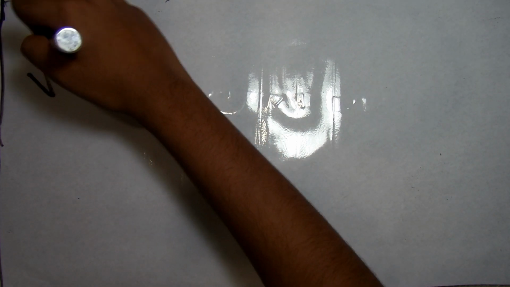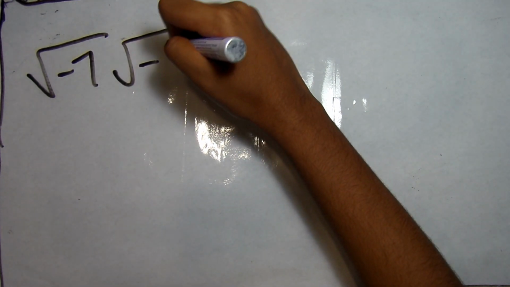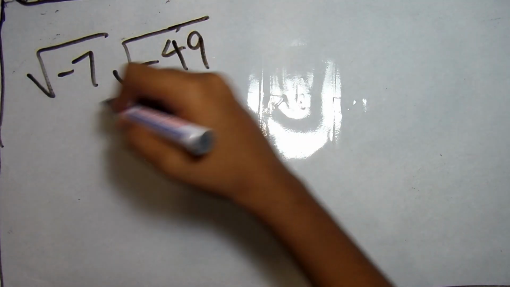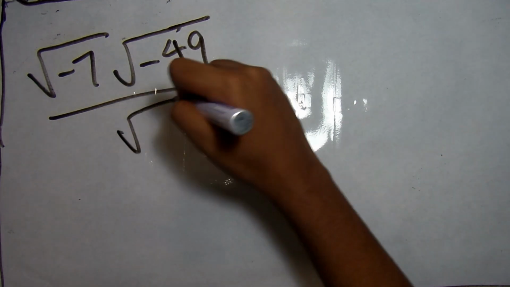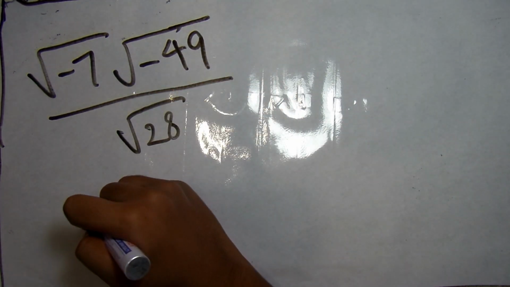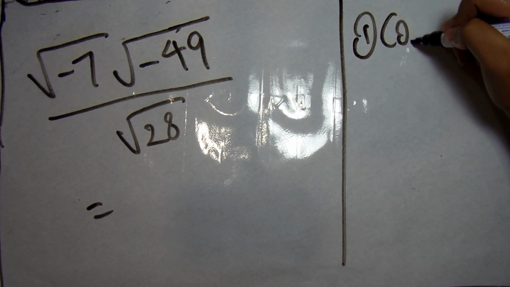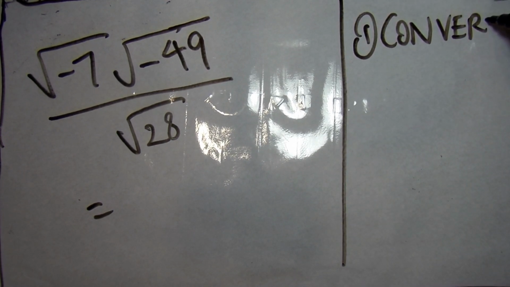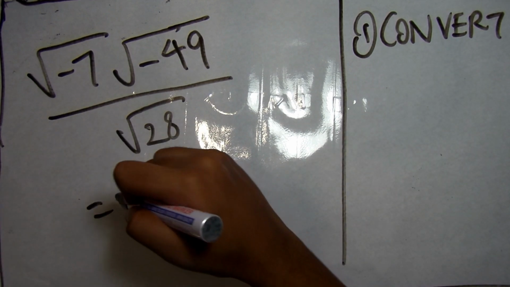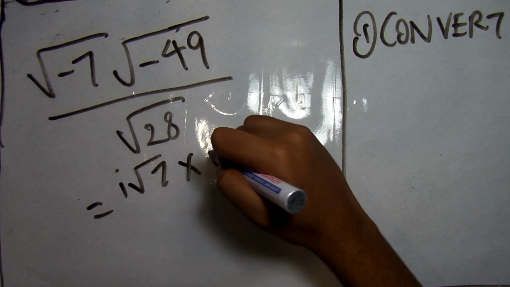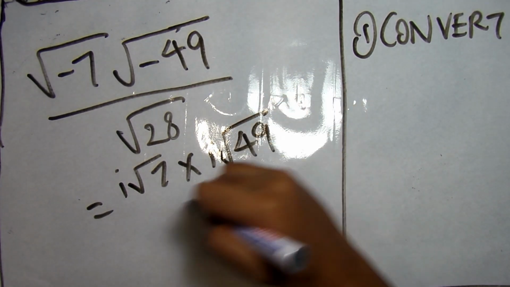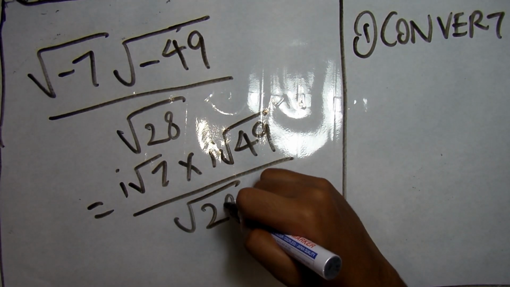Now, to practice what we've done, let's try one last question that I think will sum up this entire topic. So the square root of negative 7 multiplied by the square root of negative 49, both of these are negative square roots, over the square root of 28. First rule of law, the first step in answering: convert to complex form. So the square root of negative 7 will be i root 7 multiplied by i root 49 over the square root of 28.